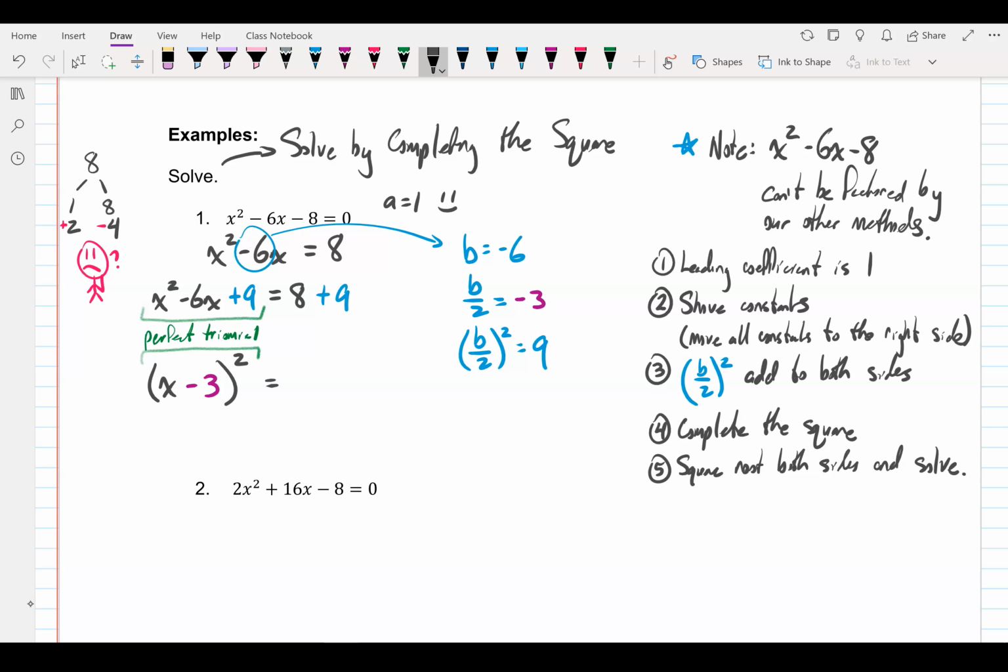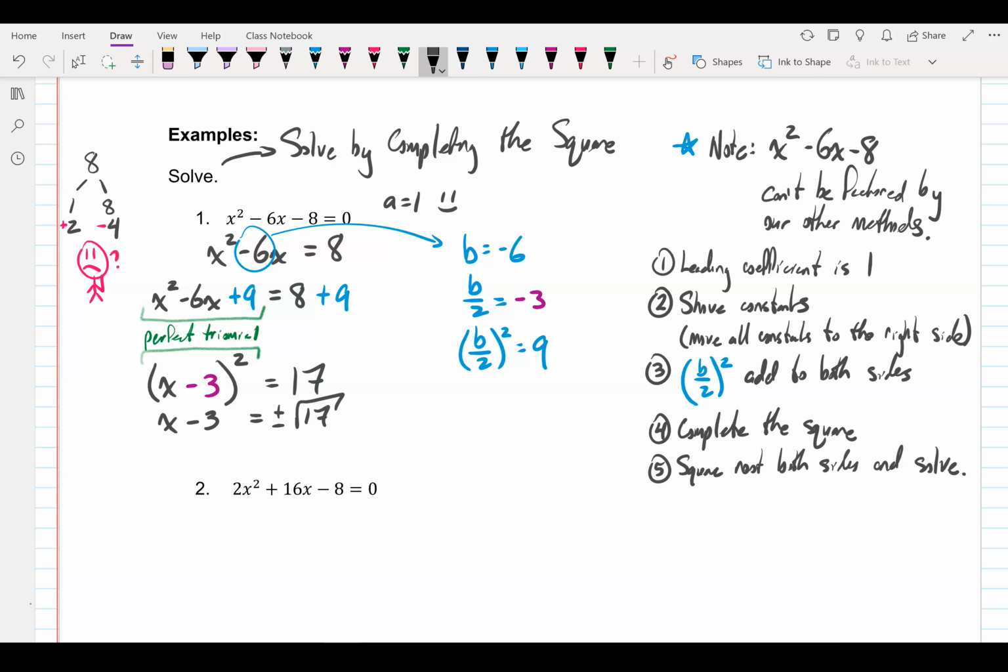What do I do to the right side? Well, it's 8 plus 9. All I can do is add them together. And then I square root both sides. All right, that's what we did last. Square root both sides, you get plus or minus square root of 17. I'm starting to run out of space, but I don't need very much more. Bring it to the other side.